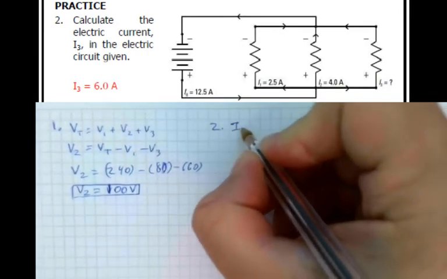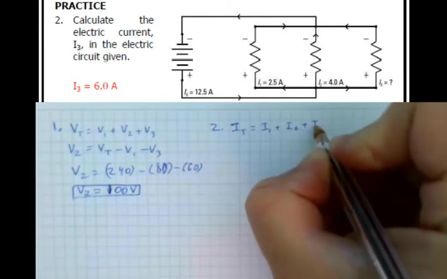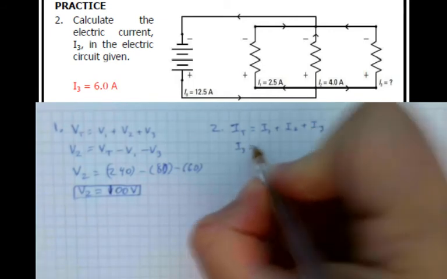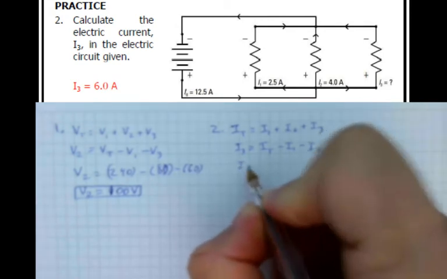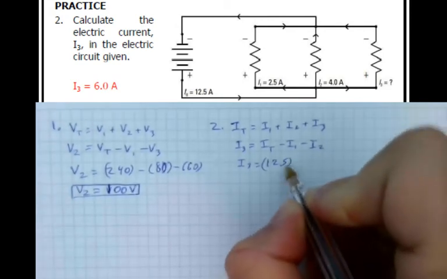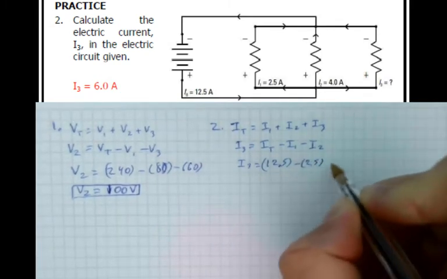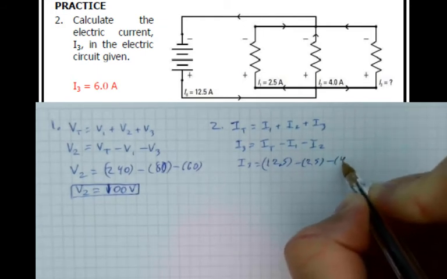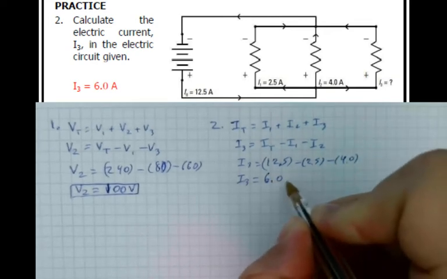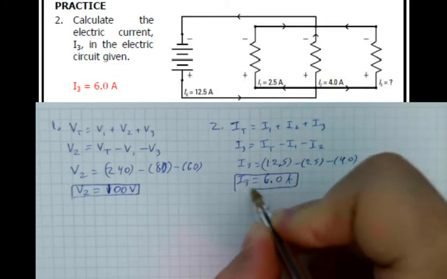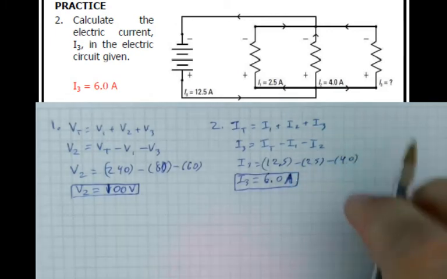So our I total for this parallel circuit is I1 plus I2 plus I3. And to find I3, it's equal to IT minus I1 minus I2. So it's 12.5 minus 2.5 minus 4.0, and that works out to 6.0 amps, or amperes. Amps is the short form or colloquial term we use for amperes.